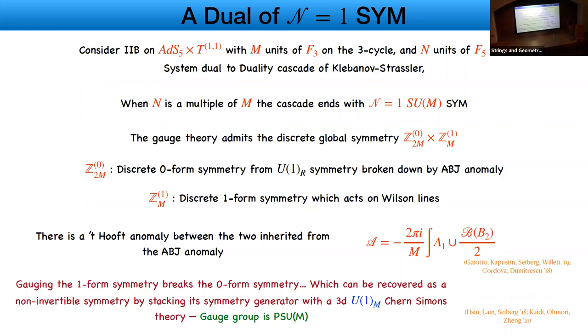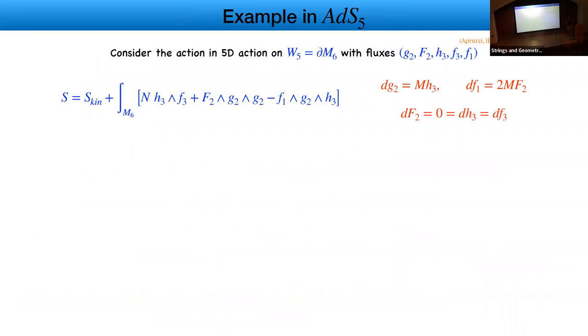Okay, so we want to understand the zero-form symmetry and how it emerges in this holographic setting. So to study this problem, as I just said, we look at the UV of this setup. In the UV, I've given you the UV data. It's AdS5 times T11 with M units of F3 flux. From this data alone, I can compute the effective supergravity action. There is a topological sector and there is a kinetic part. The topological sector is constrained by various Bianchi identities. So all of these fields descend from the flux upstairs.